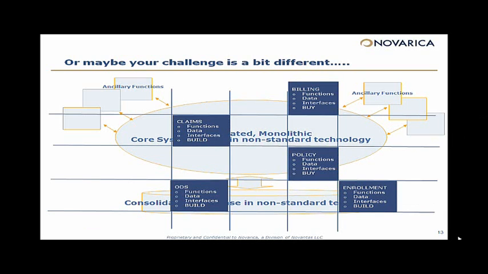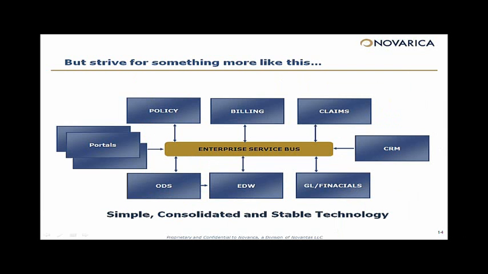But the challenges when you have this type of monolithic large system are very similar to the systems that we saw on the previous page, because modernizing is a difficult thing to do. There are challenges in delivering new capabilities to the market. But regardless of what your challenge is, most carriers are striving for something more like this that is on your screen right now. A simple, consolidated, elegant technology architecture that's built on stable, modern technology so that you can respond quickly to your business needs. You have consolidated, non-redundant solutions that can be best of breed or suite.